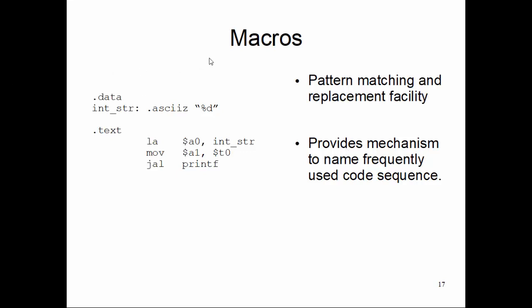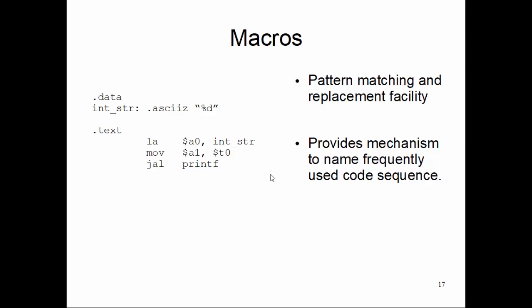Now let's talk about macros, which let us shorten code that uses some repetitive code pattern. First of all, this is a pattern matching and replacement facility, and it provides a mechanism to name frequently used code sequences.